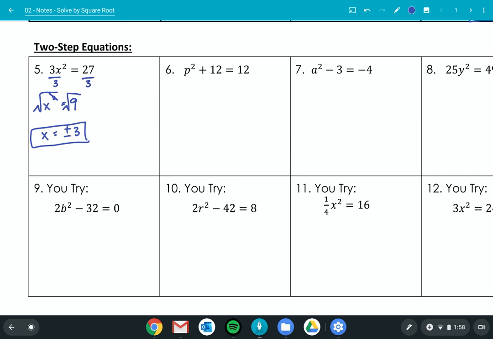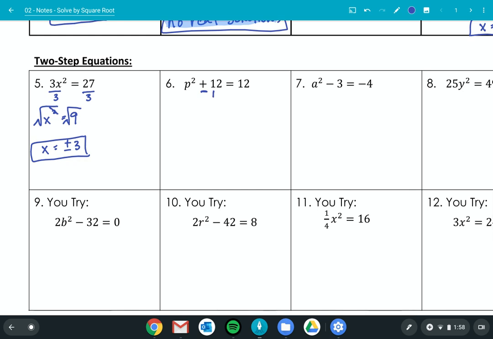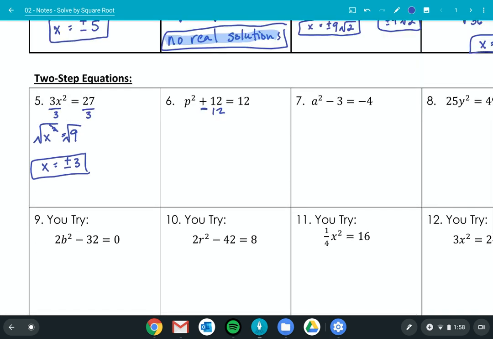Now for number 6, once again, what is being squared here? Hopefully you answer the p, not the 12. So getting the p squared by itself, I have to move this 12. And since the 12 is adding, I need to subtract it. Okay. So now I have p squared is equal to 0. Taking a square root of both sides, the square root of 0 is just 0. There is no such thing as negative or positive 0. It's just 0. So this is that special case where there's only one answer.